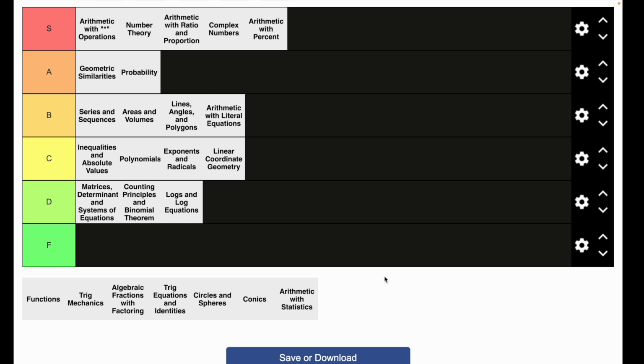It is Algebra 1. A lot of that stuff you cover in Algebra 1, but it's like the part of Algebra 1 people have the hardest time with, or at least I did. So I put that lower in the C tier.